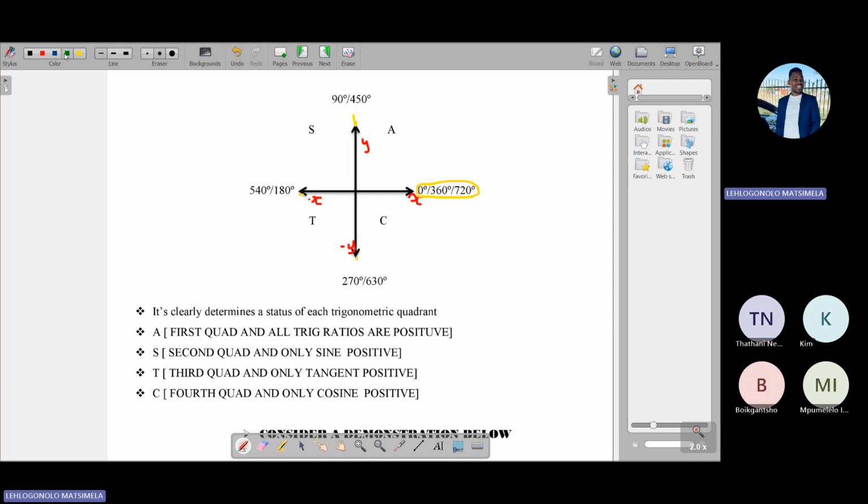Now, if you can see, we are having the letters here. The letter A represents all. A represents all. Represents all what? All the tan, all the cos, all the sine, all of the trig ratios. And then S represents what? S represents sine, and sine, remember, is an angle, while T represents the tan, while C represents the cos. On this cos, this tan and this sine, these are the trig ratios that are positive on those quadrants.